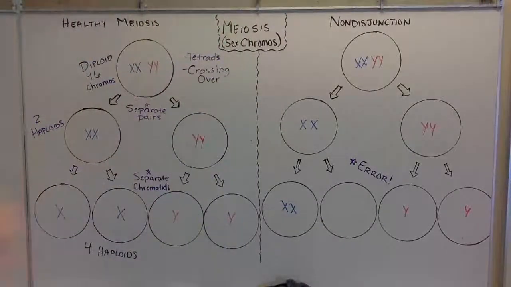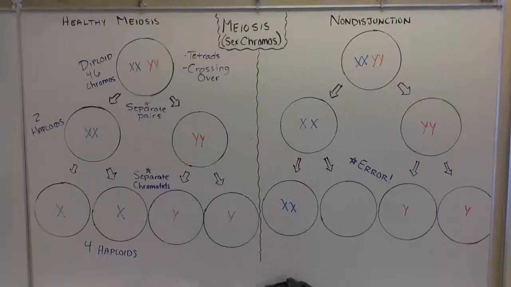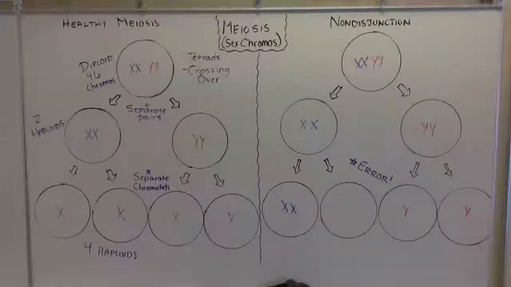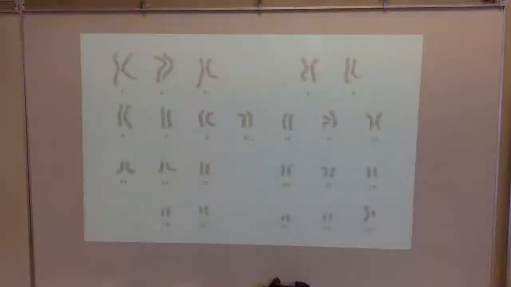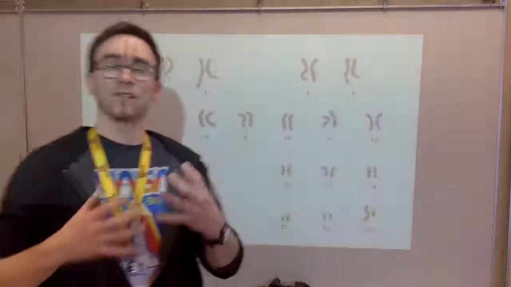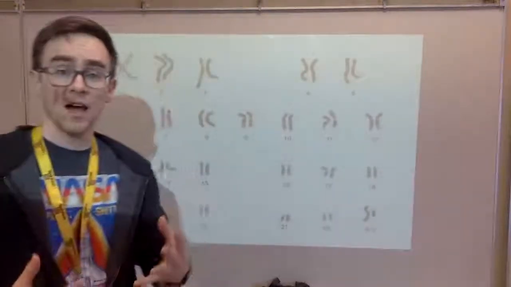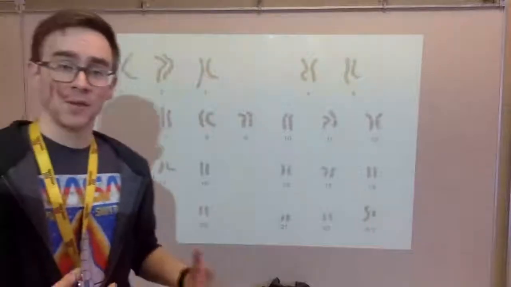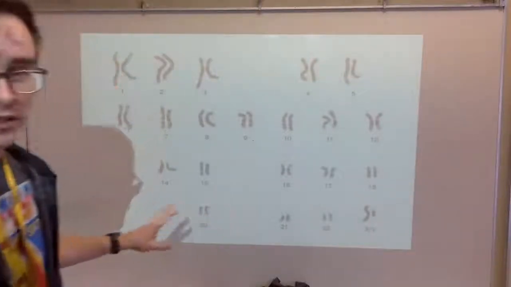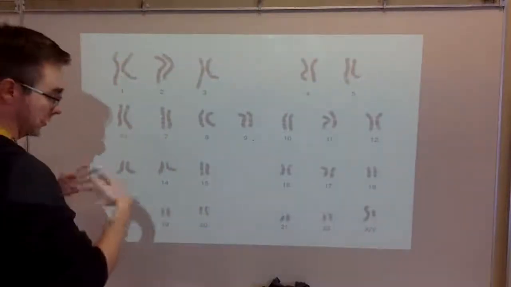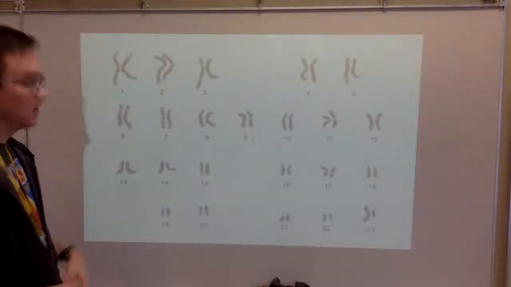All right, so I want to take a moment now, kind of stop there, and we're going to talk about what this looks like when we get it into a karyotype. So what I have here is a karyotype, an arrangement of our chromosomes based on size. We have our homologous pairs here. I don't expect you to copy down a picture of a chromosome, but we're going to talk about some of the notation that we see here.